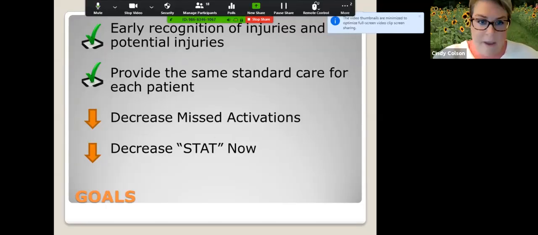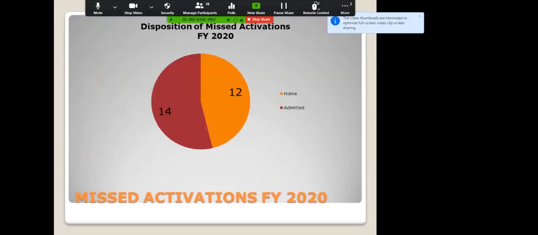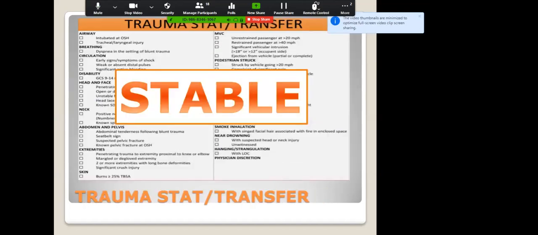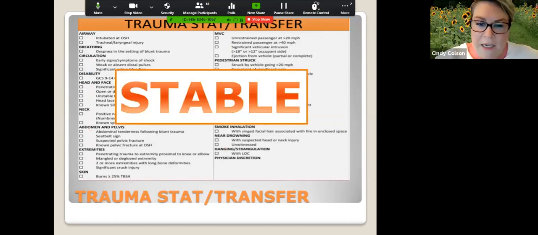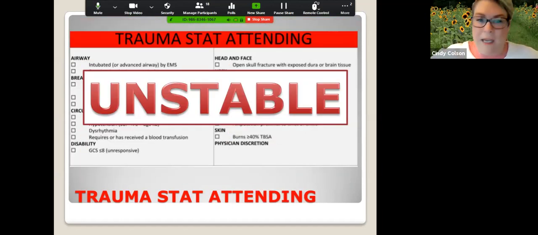I understand smoke inhalation is associated with burns, but if it's just smoke inhalation, that's really a medical condition, not a trauma condition. I hear what you're saying, and I do agree with it. However, it is recommended through the American College of Surgeons, and I'm pretty sure that is exactly why we have that on our criteria. Jen, do you have anything to say with that?